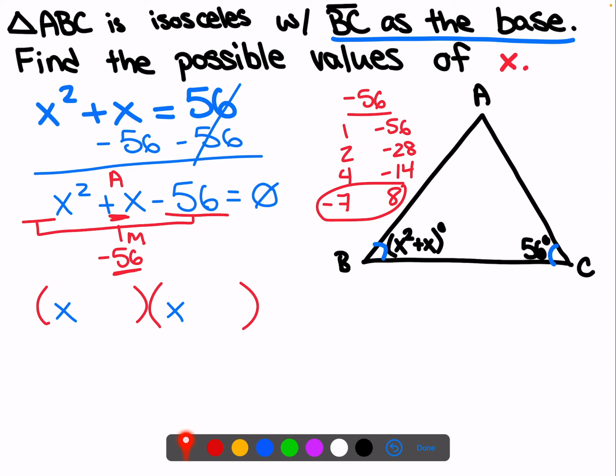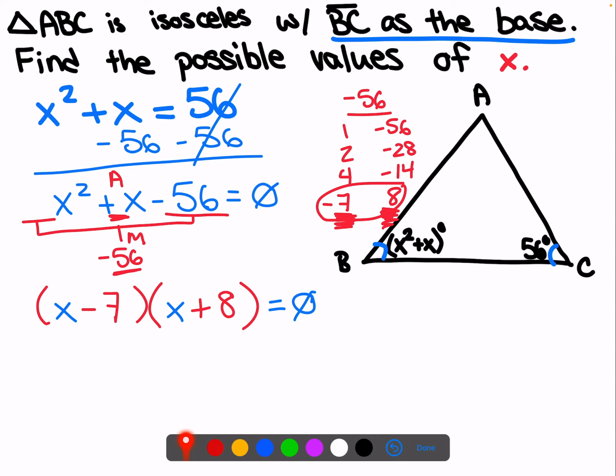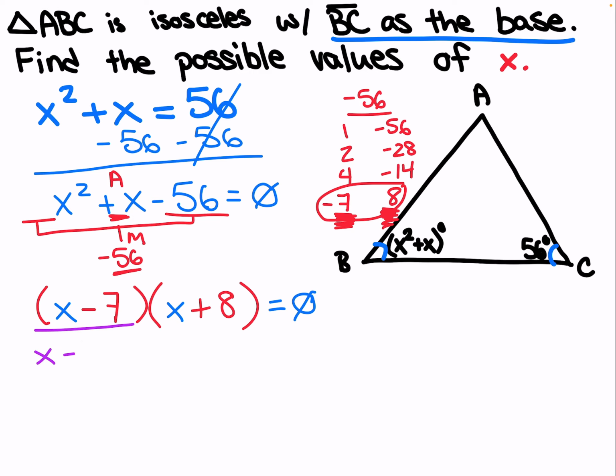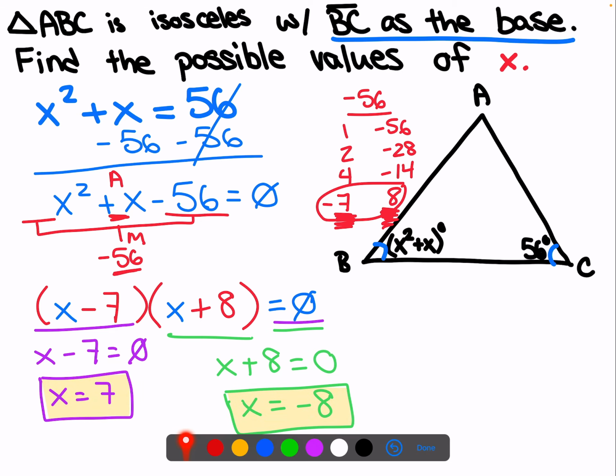So within my double bubble, I'm going to go ahead and put negative 7 and positive 8. And of course, it's still going to be set equal to 0 down here. So x minus 7 times x plus 8 equals 0. Now, if it has its own bubble, it gets its own equation. So I have x minus 7 equals 0 and x plus 8 equals 0. Those will give me the answers x is equal to 7 and x is equal to negative 8.